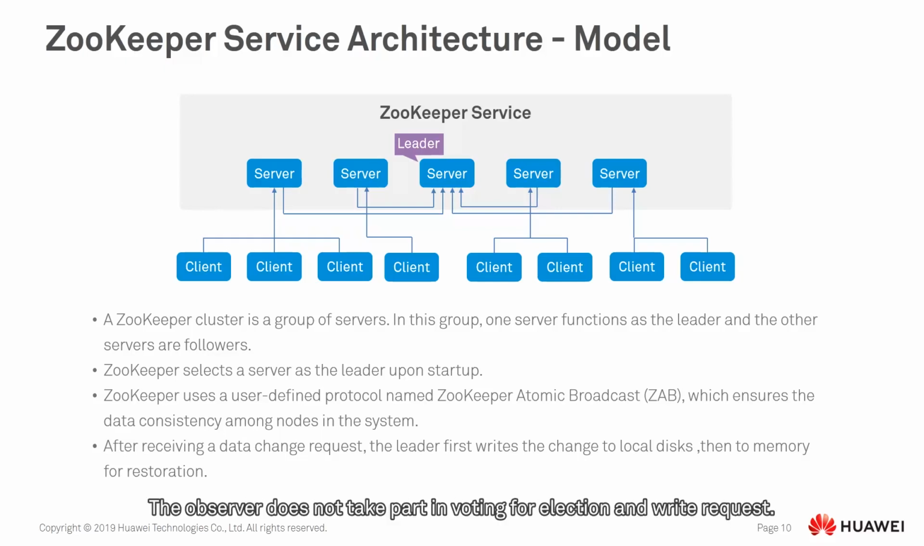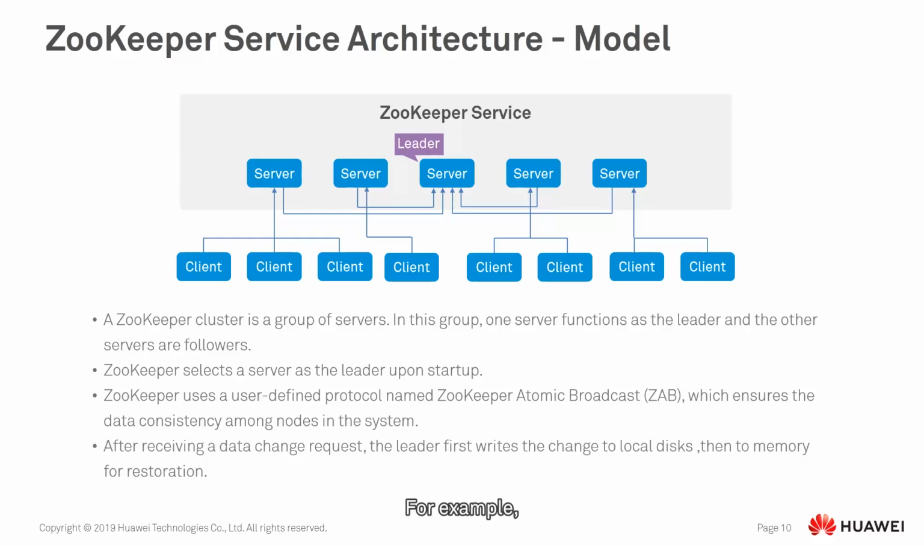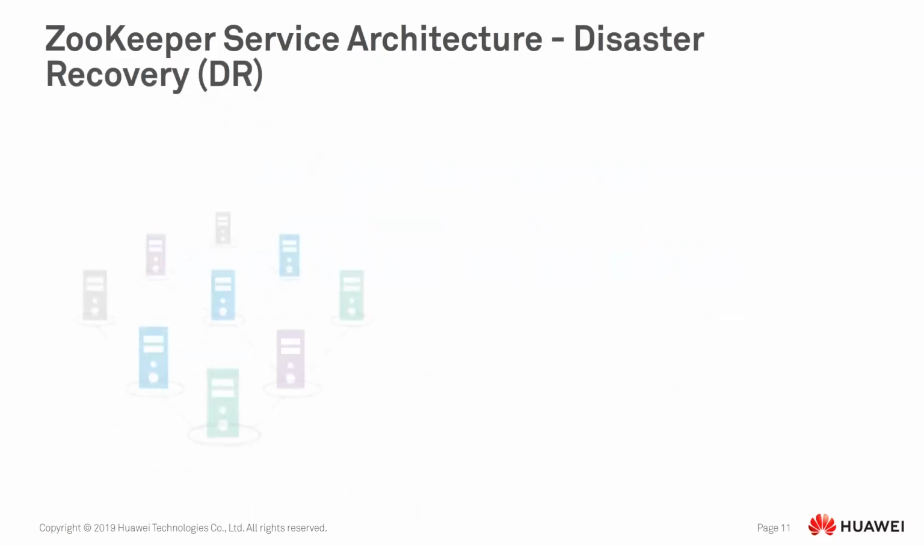The observer does not take part in voting for election and write requests. It only processes read requests and forwards write requests to the leader, increasing system processing efficiency. The client is used for reading and writing data from or to the ZooKeeper cluster. For example, HBase can serve as a ZooKeeper client and use the arbitration function of the ZooKeeper cluster to control the active/standby status of the HMaster.